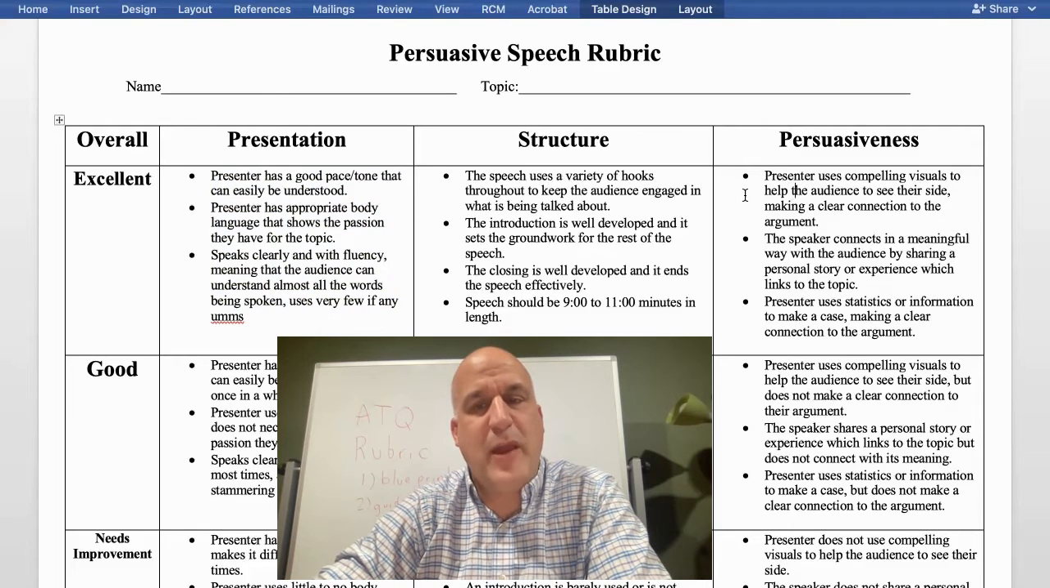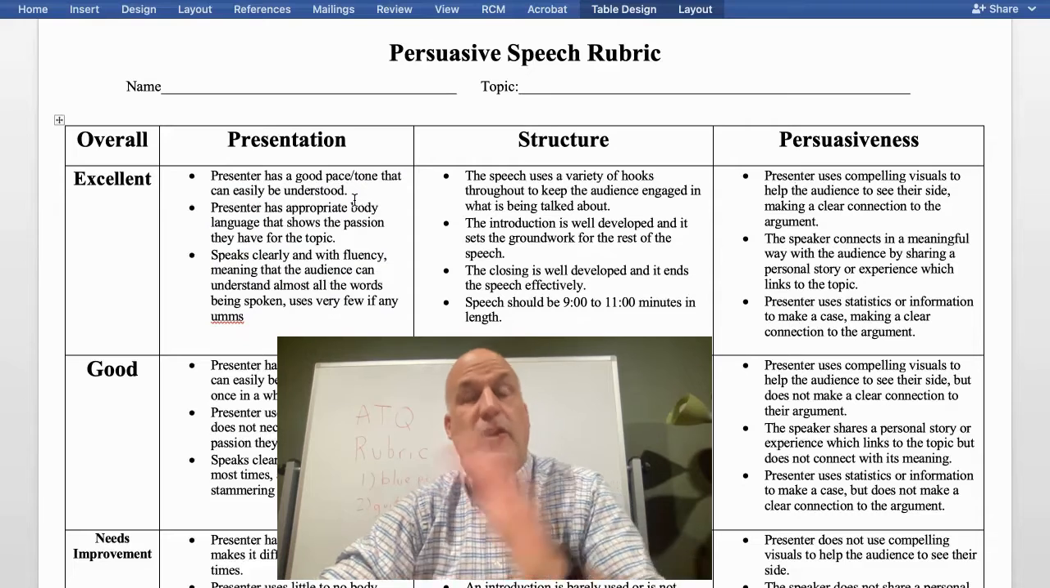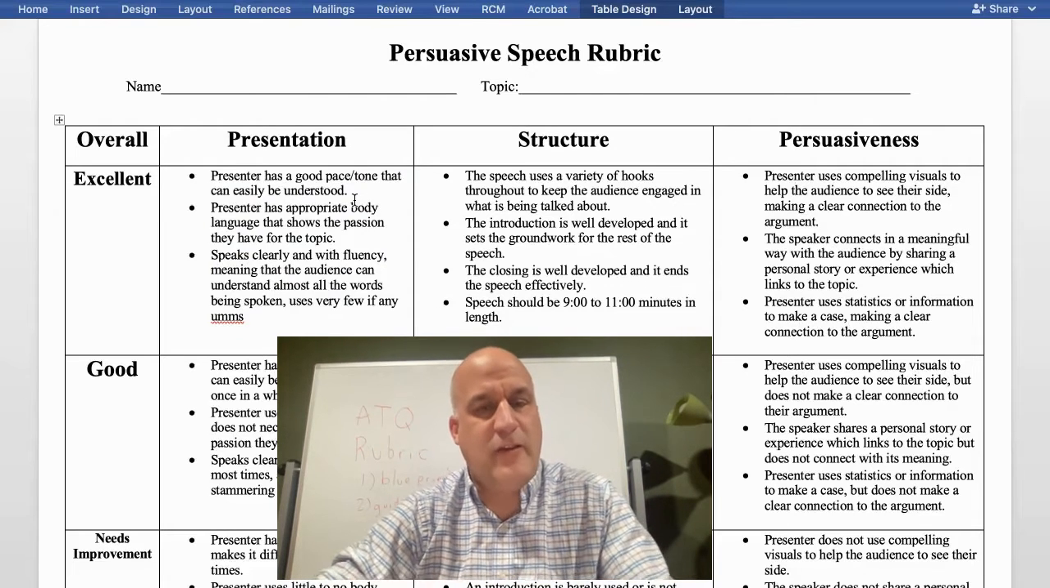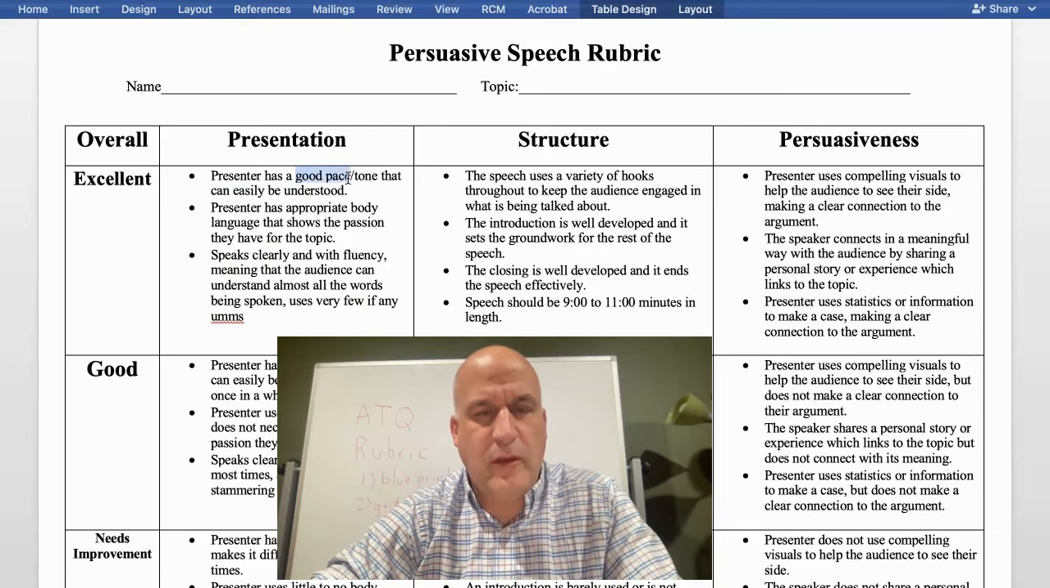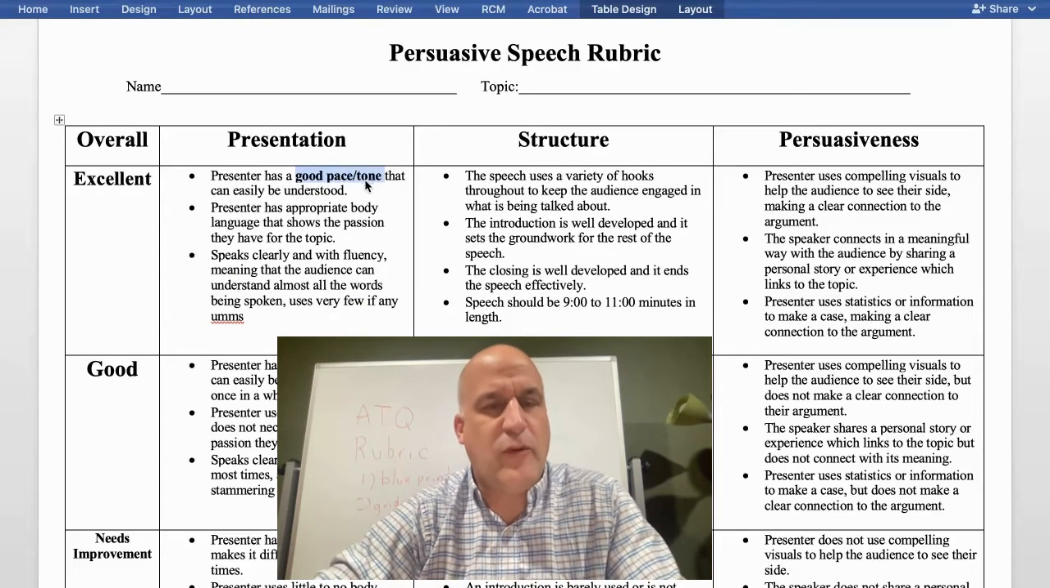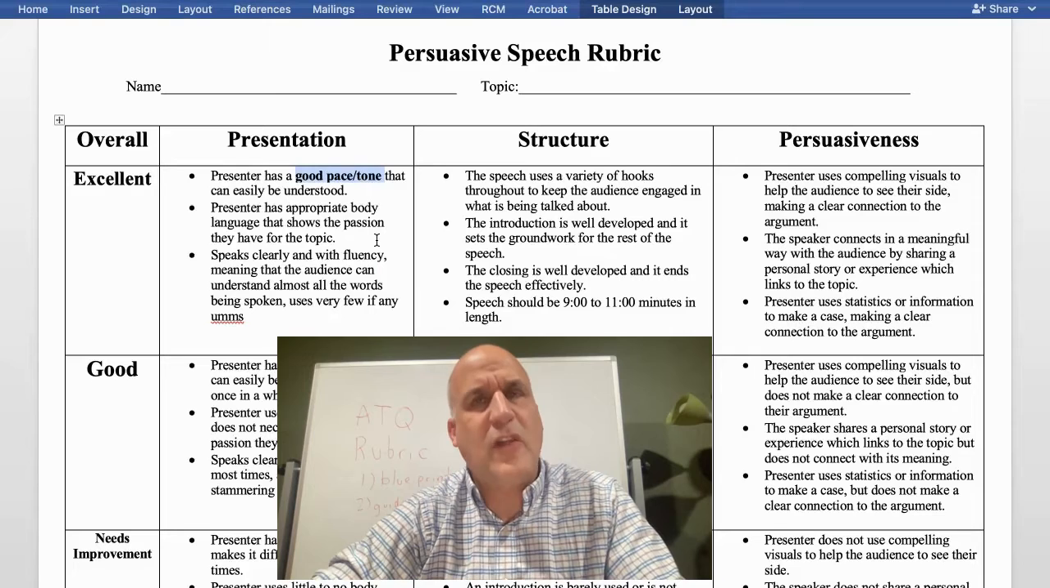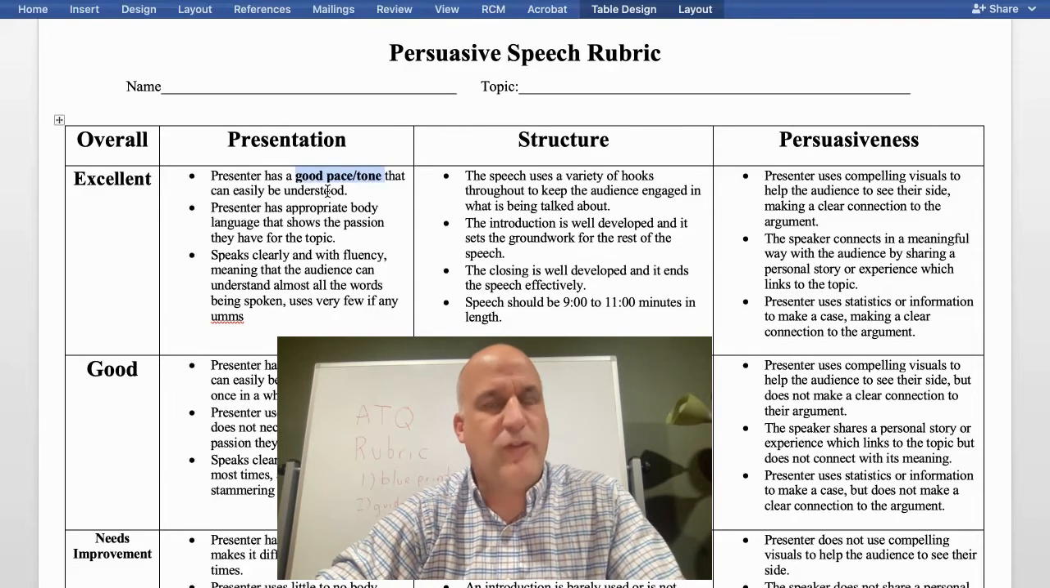So you have to pay attention to what it's asking you. When you go through here, again, you try to highlight what it's asking for. Here, this is pretty easy. It's asking that the presenter gives good pace and tone. So you may have to define what that looks like. It says it can easily be understood. Any good rubric is going to show you what it looks like, not just tell you. So it says here good pace and tone, but then it says what that looks like.